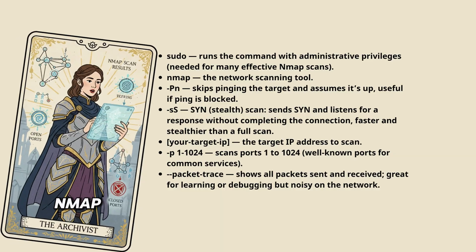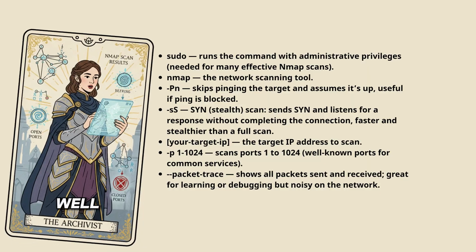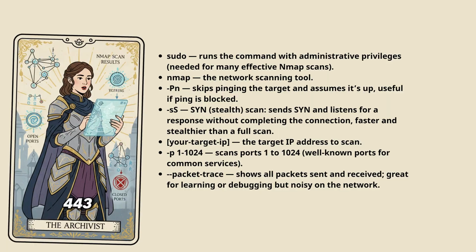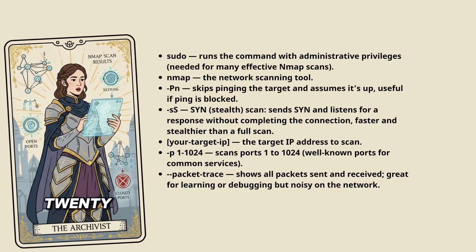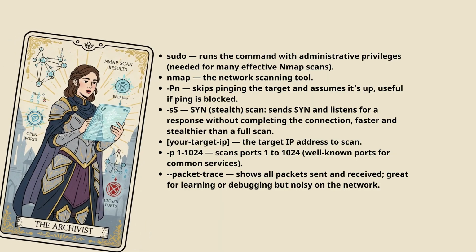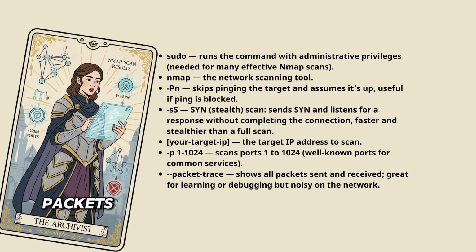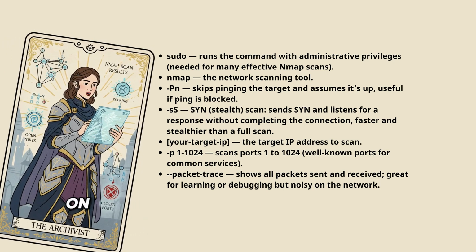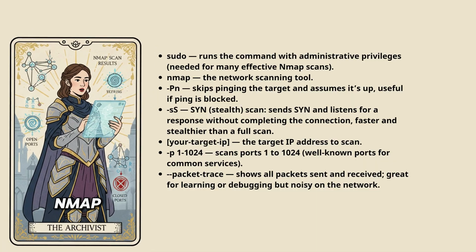-p 1-1024. This flag tells Nmap to only scan ports 1 through 1024. These are the well-known ports where you'll find most common services like web servers 80, 443, SSH 22, and FTP 21. And finally, --packet-trace. This is fantastic for learning. It shows you all the individual packets Nmap is sending and receiving. It's very loud on the network, but it's perfect for debugging or just understanding what Nmap is doing under the hood.